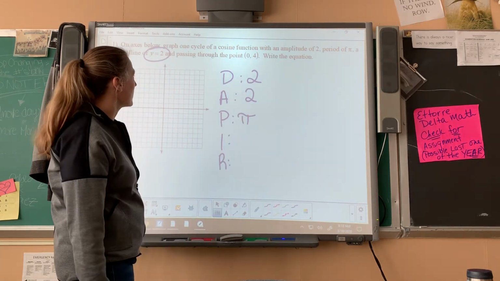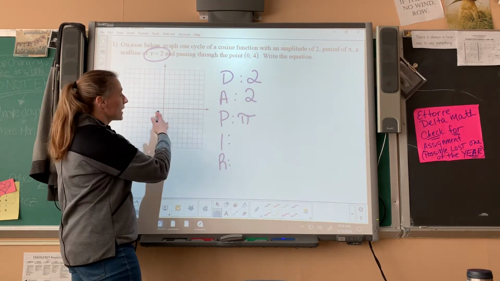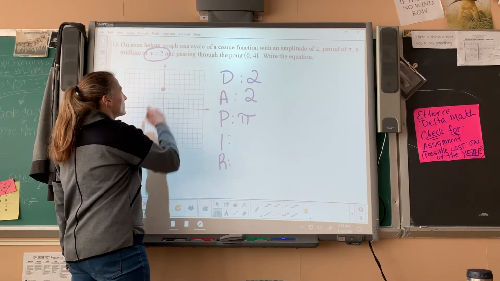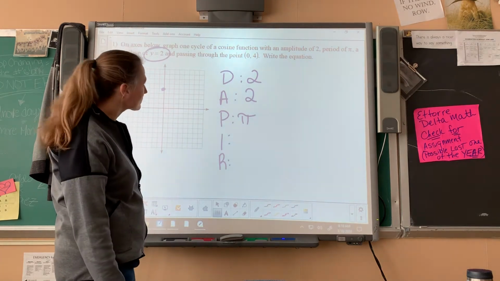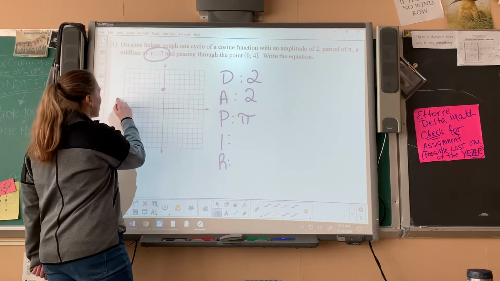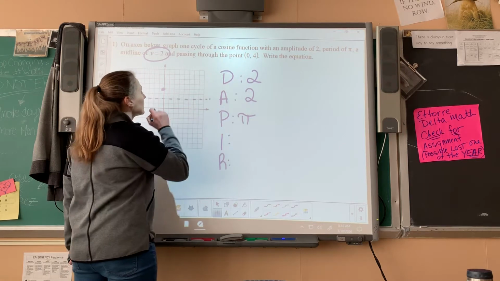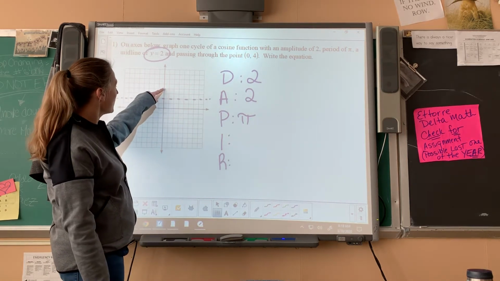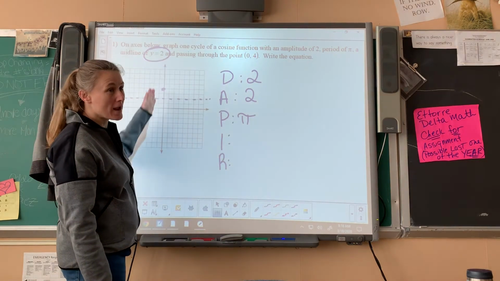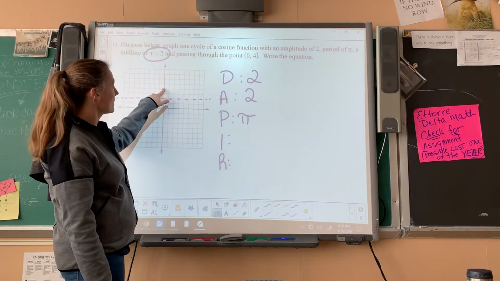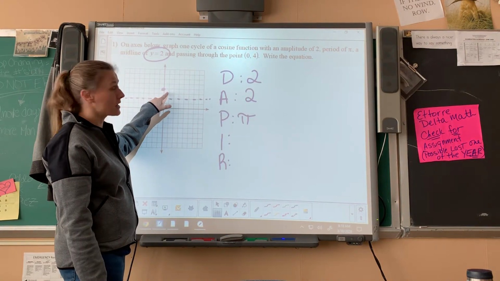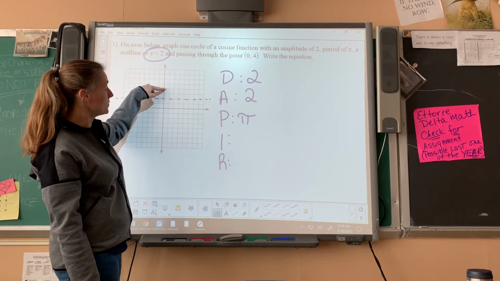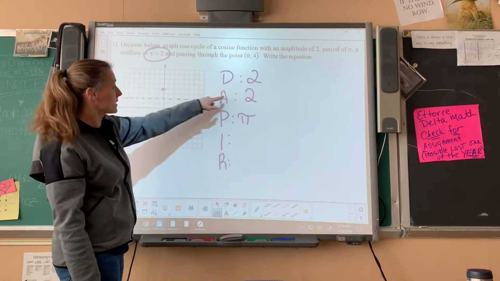and okay, it passes through the point 0, 4. So you can decide where 0, 4 is on your graph. I'm just going to do it here, and we're good. So here, I'm going to draw the midline goes through here. Okay, so there's the midline. So I know that if this is the midline, we're on the y-axis, then the max is got to be here, because this is the midline. It goes up 2. So since it goes up 2, that's the maximum, because that's the amplitude.